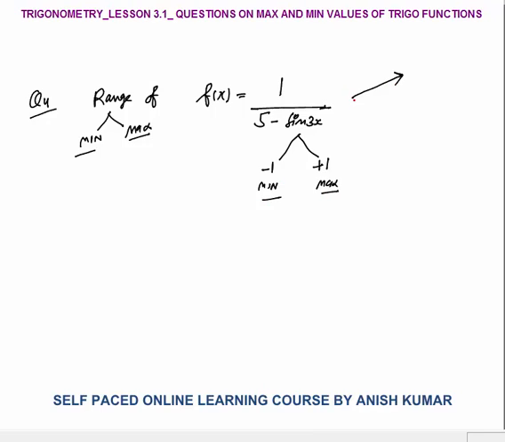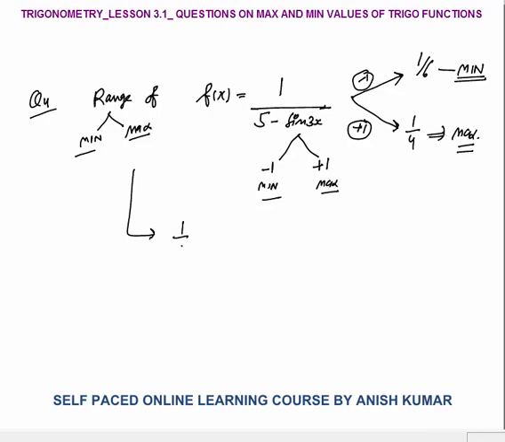If you put the sine 3x value as -1, what will you get? 1 upon 5 minus 1, which is 1 by 6. If you put the sine value as +1, the maximum value you will get is 1 by 4. So 1 by 6 will be the minimum value of this function, and 1 by 4 will be the maximum value of this function. So the range would be 1 by 6 to 1 by 4, all values in between, and these will also be included. So that will be your final answer.